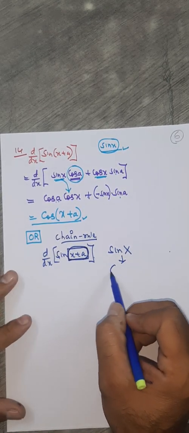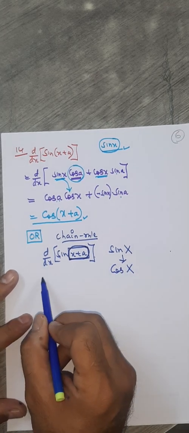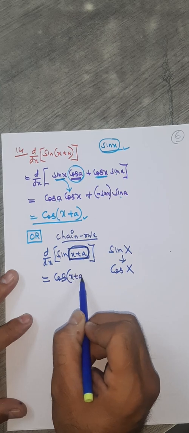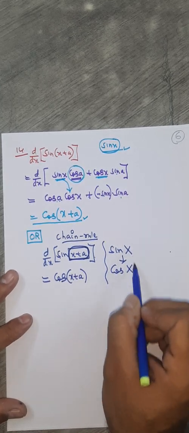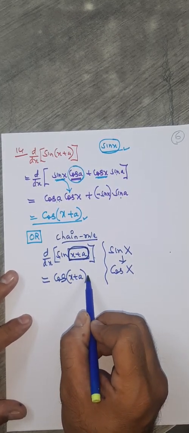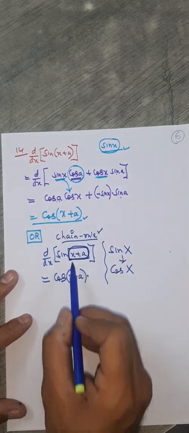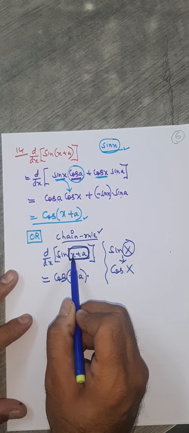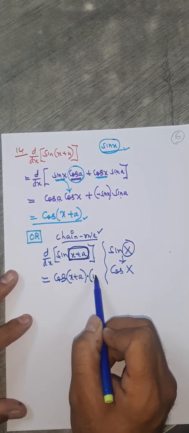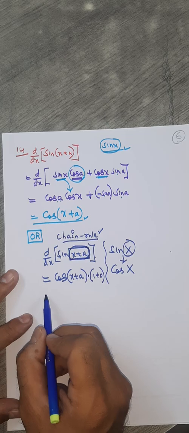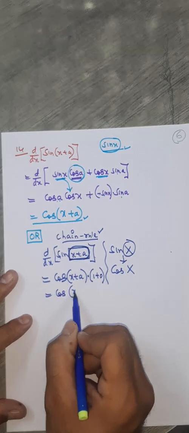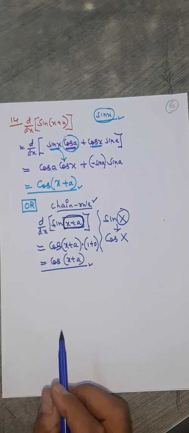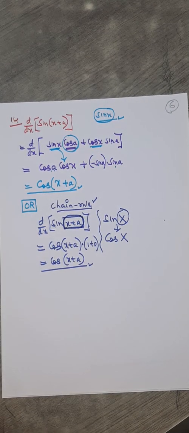What's the derivative of sine x? You know it is cos x. So I'll write cos of that bracket. As I told you, you are not going to write x, you are going to copy that bracket. Into, the chain rule says, differentiation of that x. What's the derivative of x? 1. What's the derivative of a, being constant, alone? 0. So cos of x plus a, that is the required derivative. Fine.